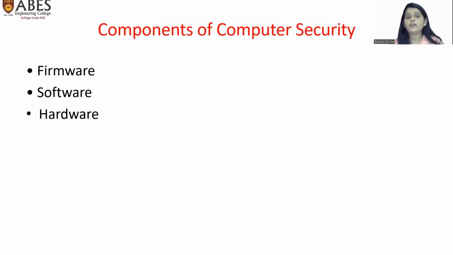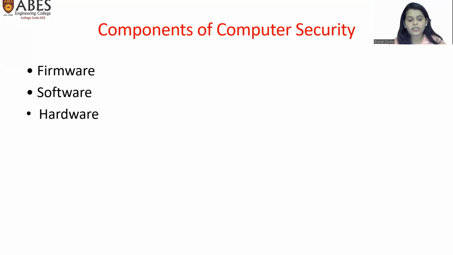Next, the components of computer security. The components of computer security are firmware, software, and hardware. First, we are going to discuss the firmware. Firmware is the permanent software that is attached to a hardware device. Also, we can say it's non-volatile memory, and it's mostly invisible to the user, like code inside a printer.